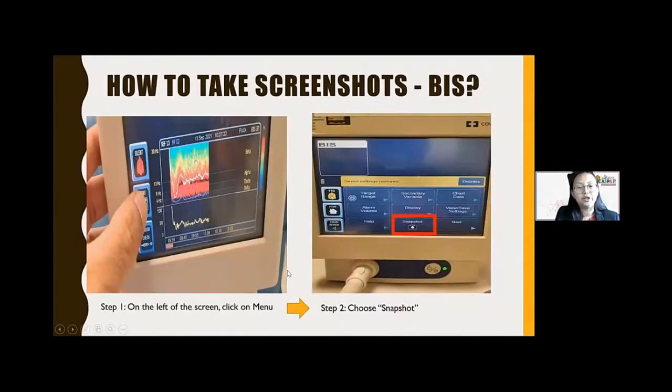How do you take screenshots on the BIS? First, you look at the left side of the screen and you click on the icon called menu. Then you choose this bar called snapshot.